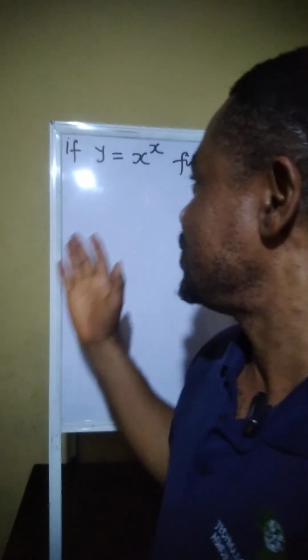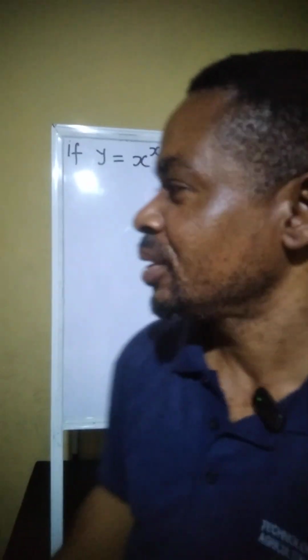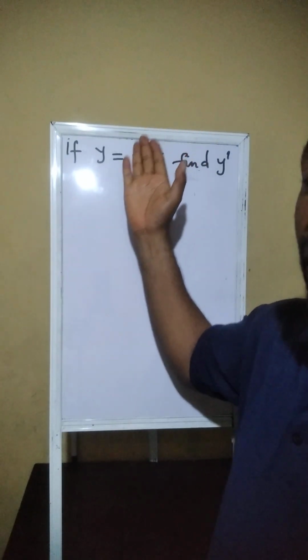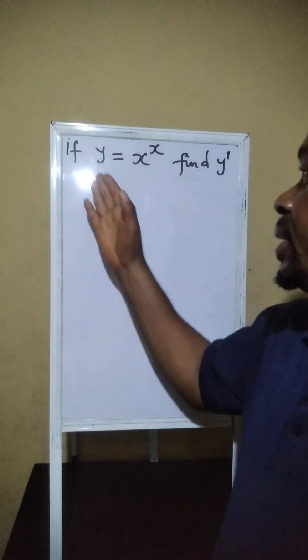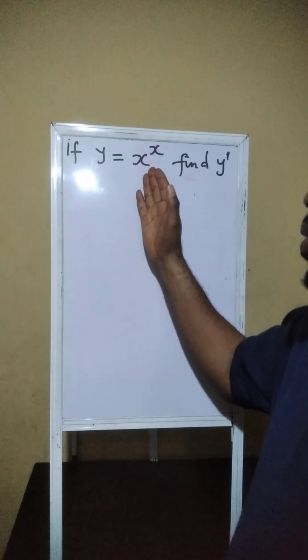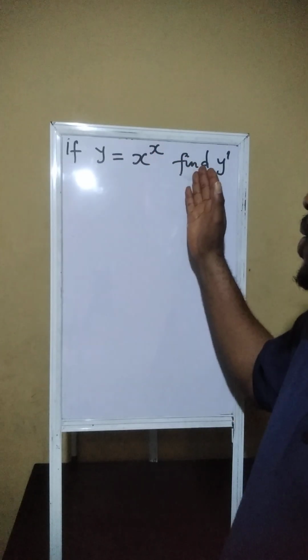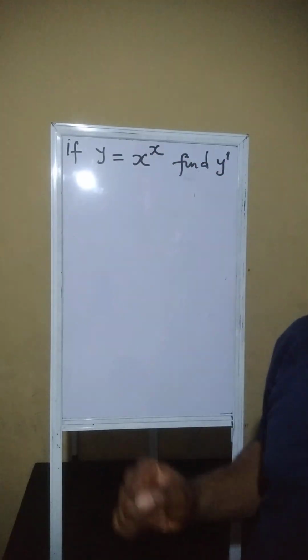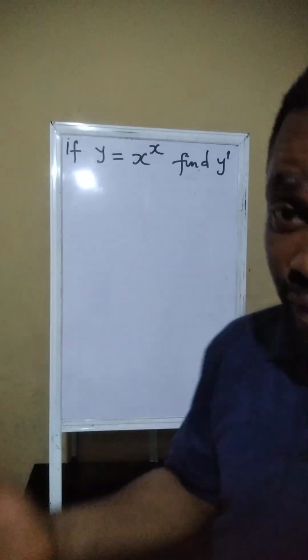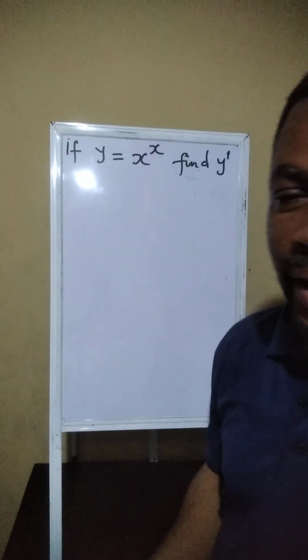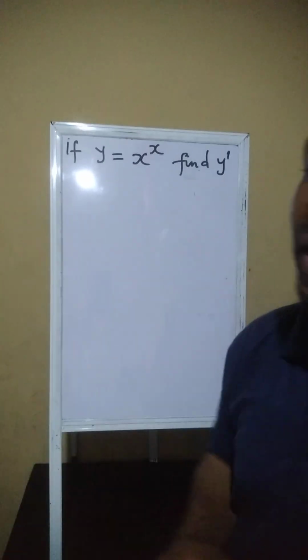Now, I want you to observe this critical question, a situation whereby we have an upstairs or a storey building. This is if y equals x raised to power x. The question says find y prime. Another name for y prime is differentiation, or derivative, or dy/dx. Now, I want you to just pay attention.